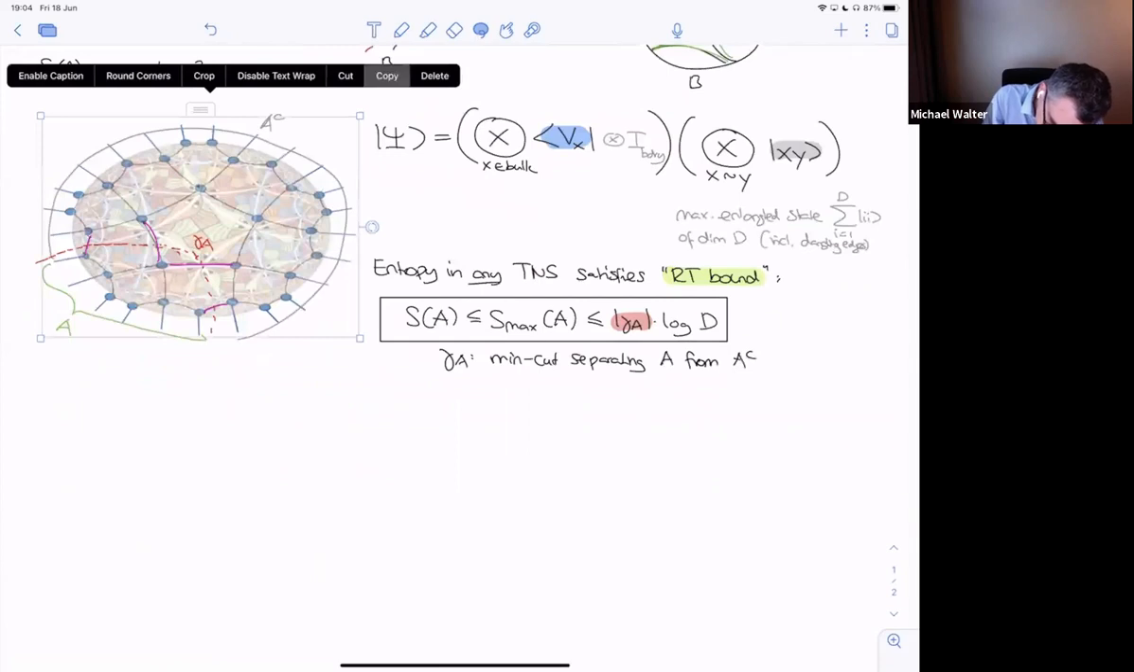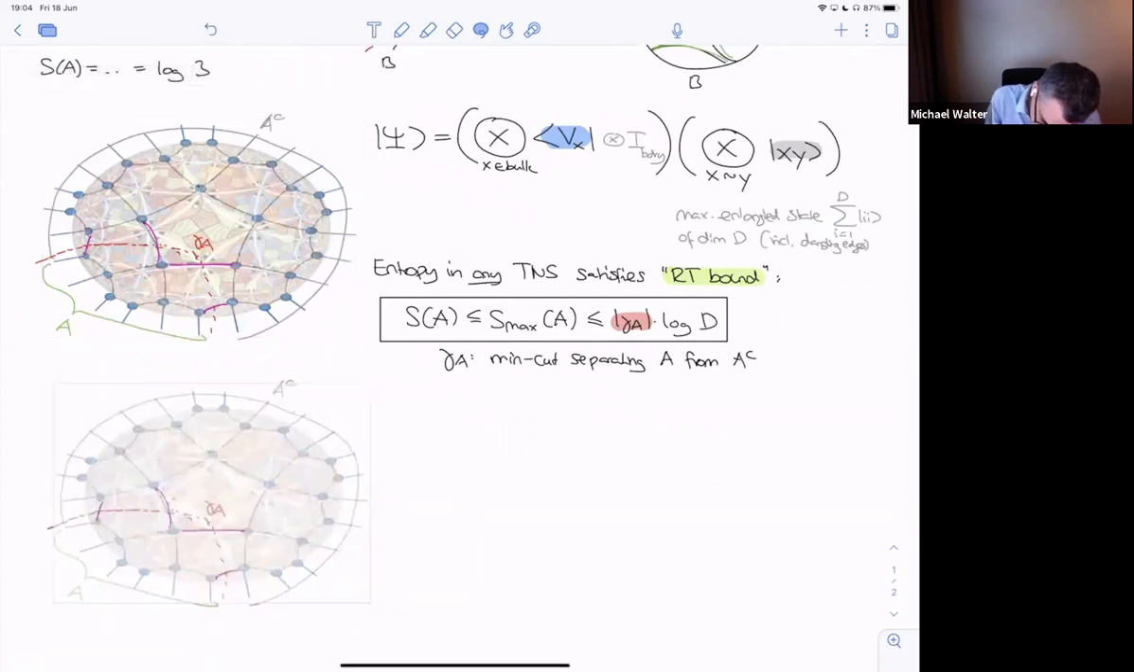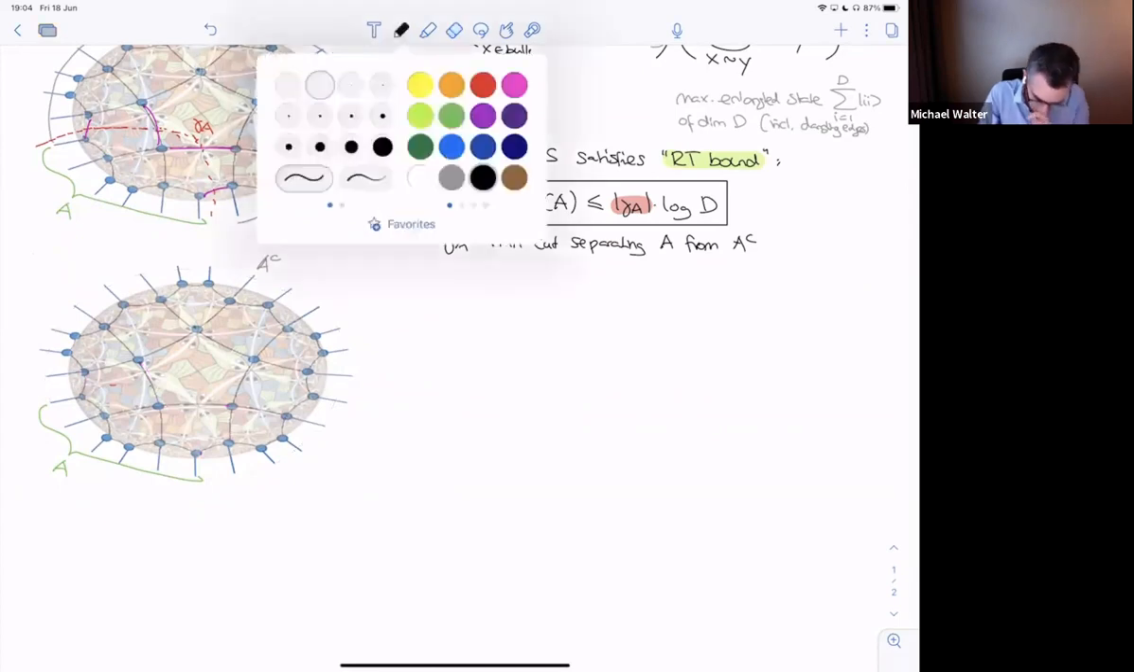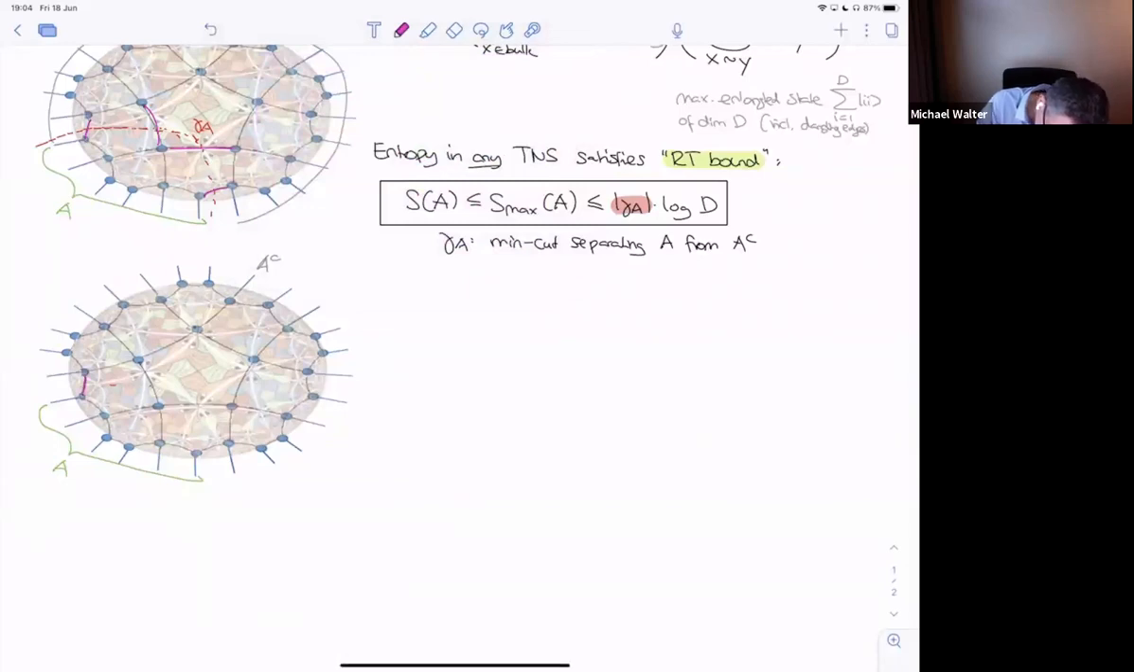So maybe I want to duplicate this picture here so that we can draw. Okay, so how did this argument go? Let me just clean up the picture a little bit. Well, we can do this from scratch. So the idea was, we found these edges by which we could disconnect A from A complement. Let's say we pick those. Right now, A is disconnected from its complement. And now we just coarse grain the network. So that was the idea. We are basically thinking of everything in here as being one tensor.